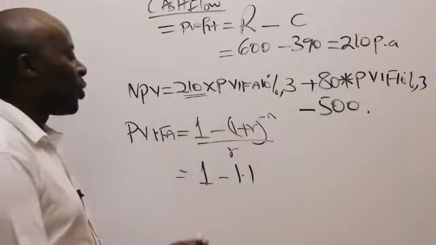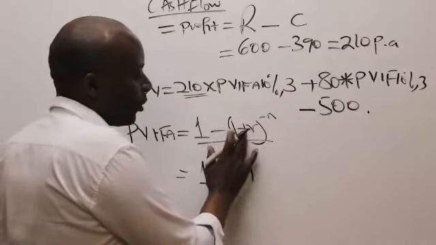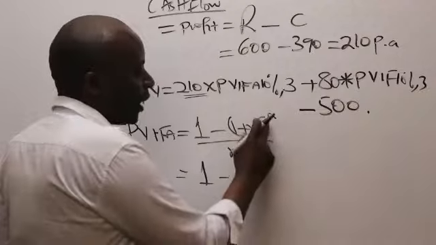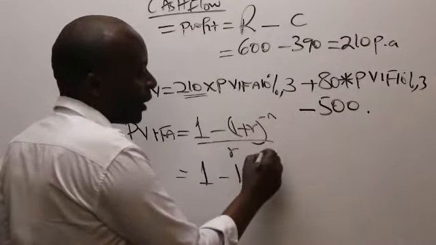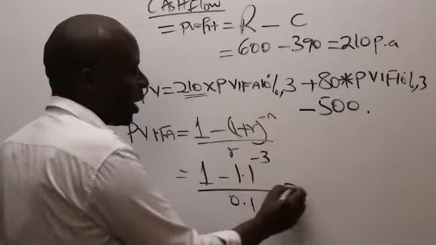So 1 minus, the cost of capital is 10%, so 1.1 raised to negative N. So N is what here? Somebody? It is 3. All over R, which is 0.1.